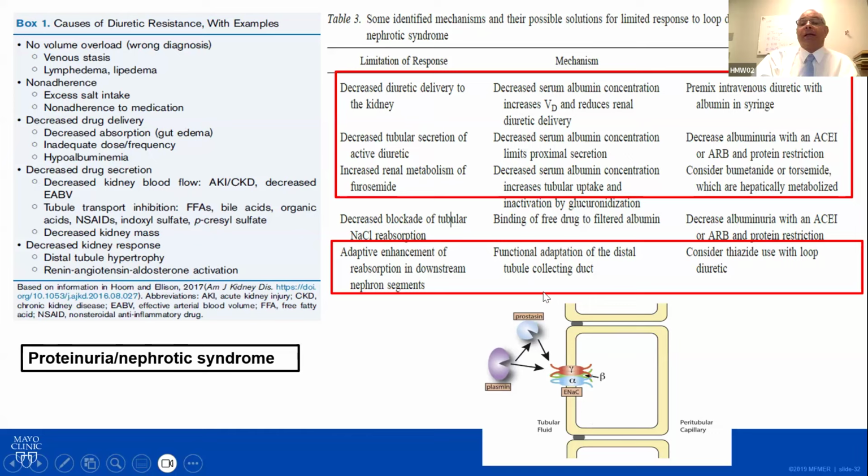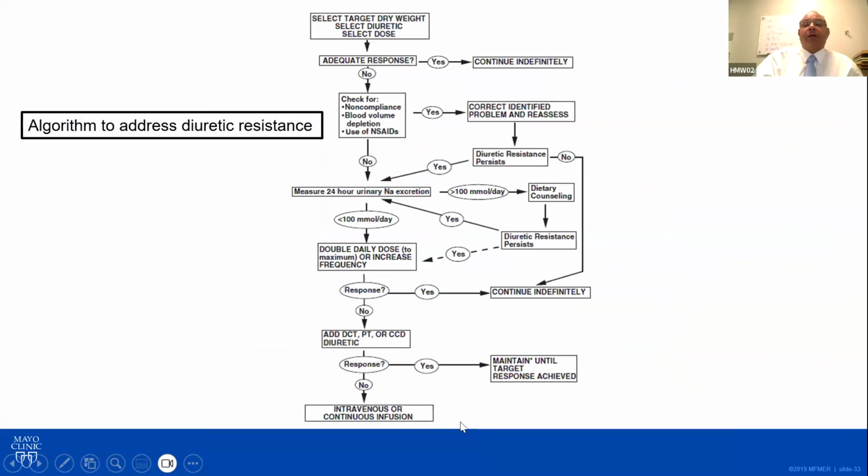So the distal nephron kind of adapts differently, okay? So again, the treatment of this is to use sequential diuretics and to block the distal channel with either a mineralocorticoid receptor blocker or amiloride, which is a direct ENaC channel blocker. This algorithm pretty much summarizes what we said about diuretic resistance.